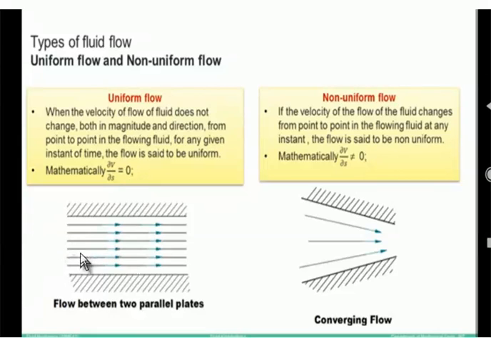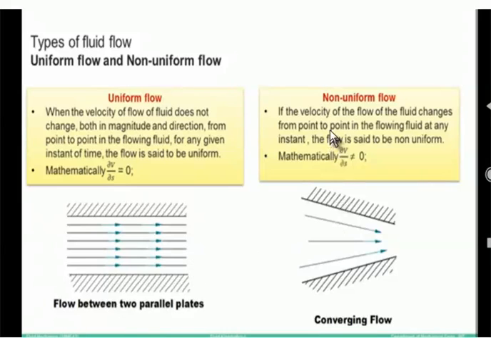See here, the flow between two parallel plates. Here, the flowing fluid will not change its direction. It is showing its direction is not changed. It's flowing in the same direction, and also it will not change its magnitude. That means whatever the pressure is at this section, the same pressure is here in this section. It will not change its magnitude as well as the direction. It shows it flows in a uniform direction, with uniform cross-sectional area.